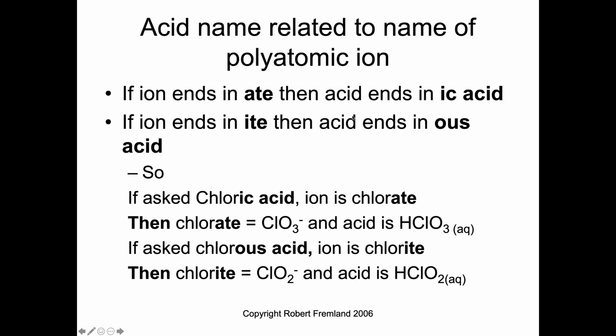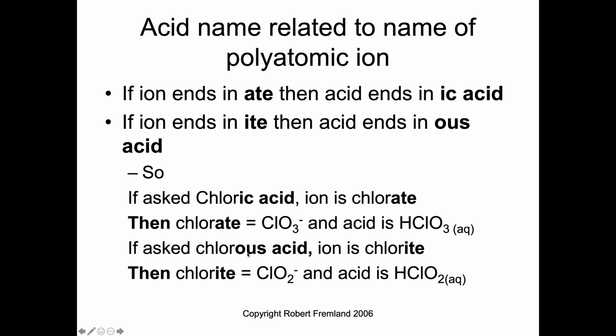Now, this is the naming part. If the ion ends in -ate, the acid ends in -ic, and so on. So for example, if the name we're given is chloric acid, that means the ion is chlorate. Chlorate is ClO3 with a -1 charge. That means the acid will be HClO3. So you kind of have to go roundabout here.